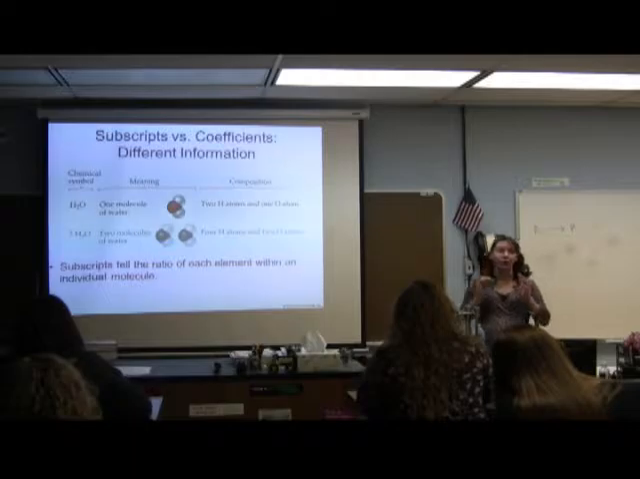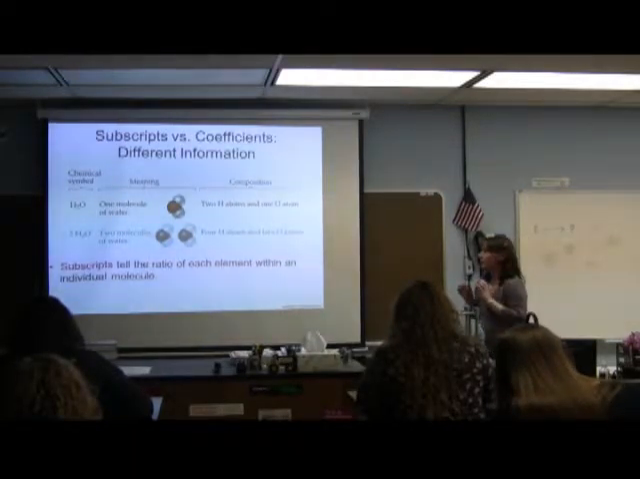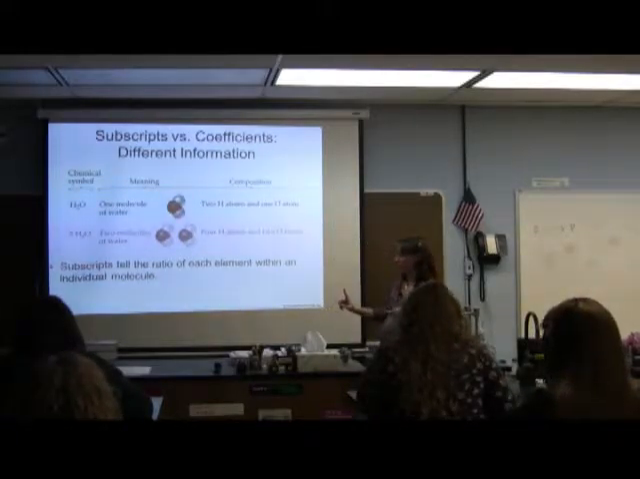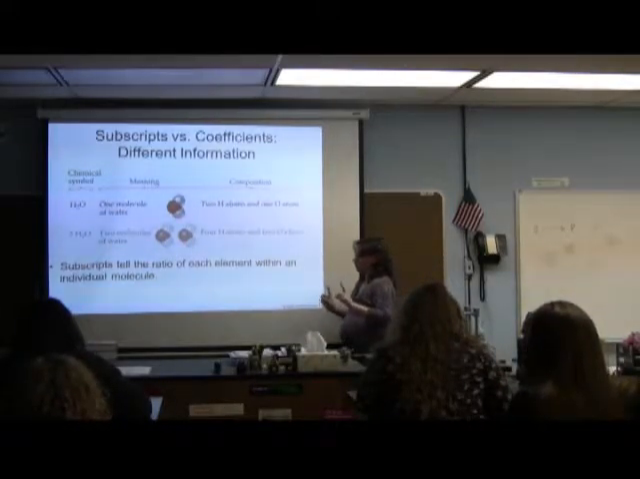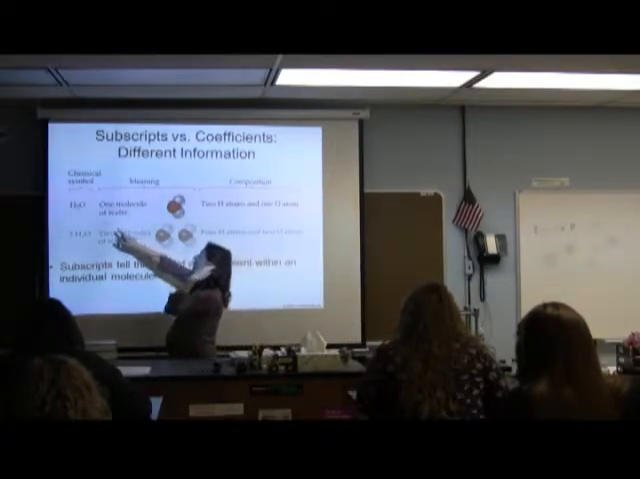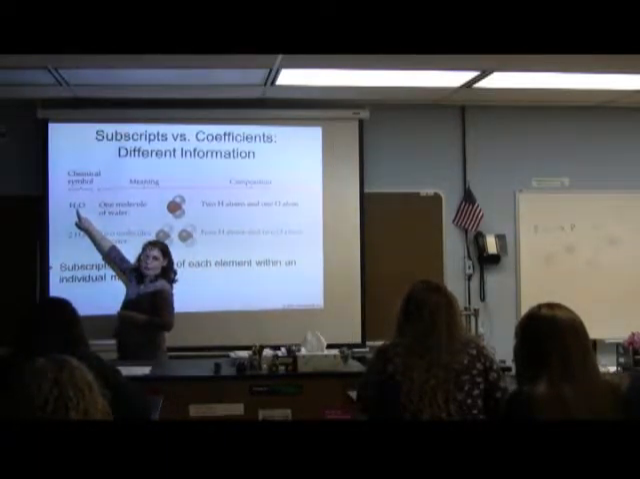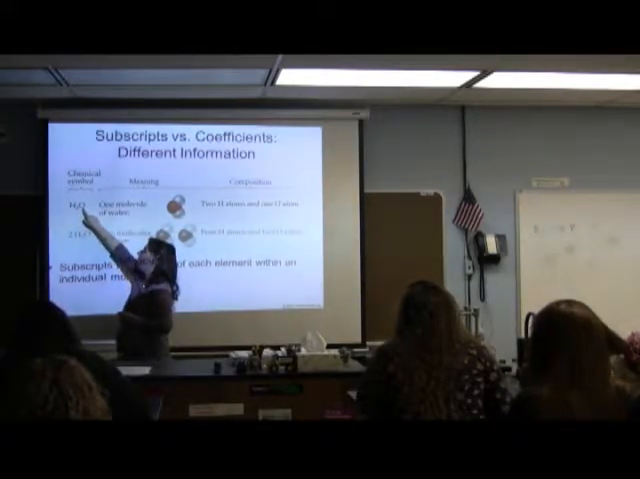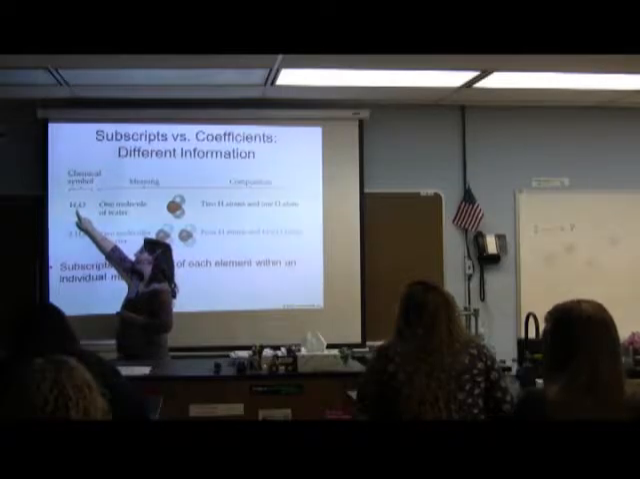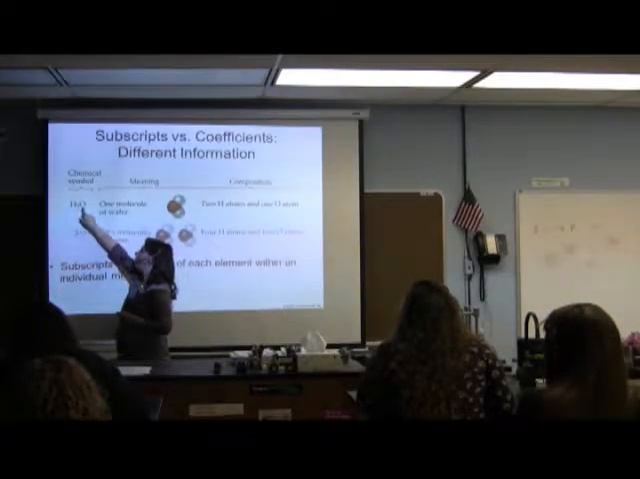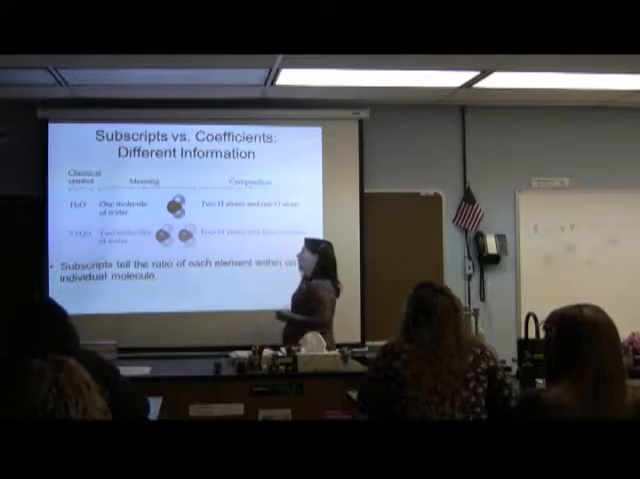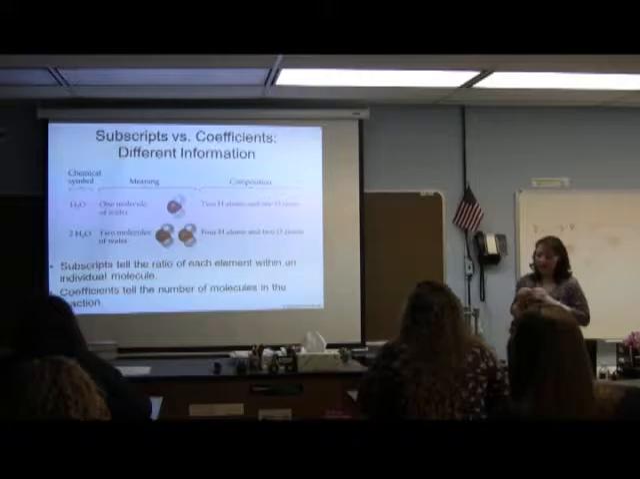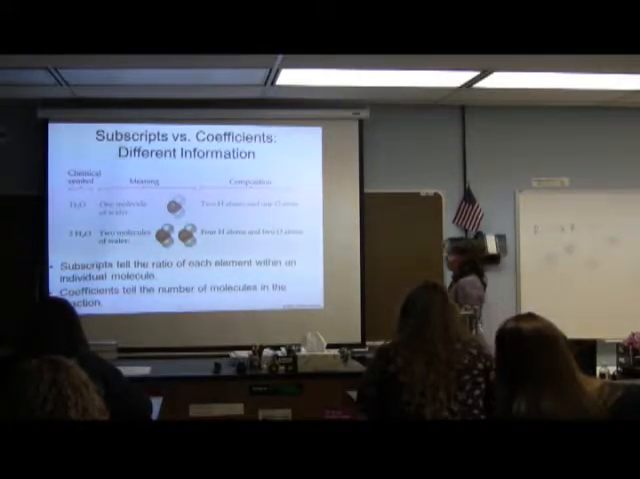Okay, now this is where students can make a lot of mistakes. So I want to make sure you understand the difference between a subscript and a coefficient. It's really, really important. A subscript is part of the formula. This is telling me that I've got 2 hydrogens for every 1 oxygen. Subscripts are telling you how many atoms of each are in the formula. Versus a coefficient tells you how many of that molecule you have.